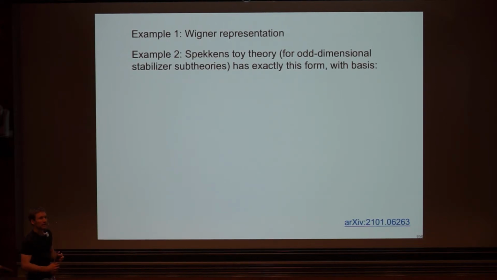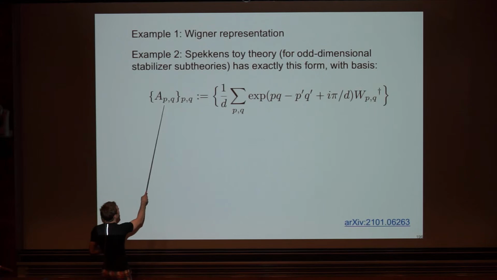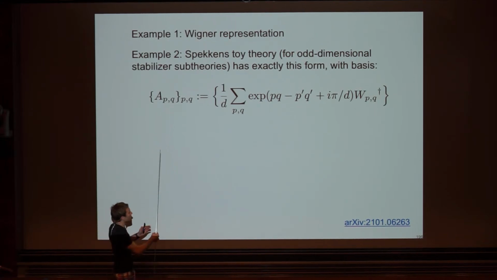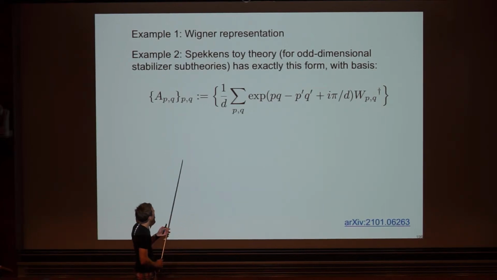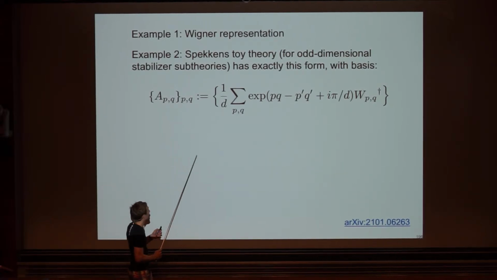So the Wigner representation is exactly a frame representation in the sense that I just showed you. And Spekkens' toy theory, maybe it's not obvious from what Matt presented, but it also has exactly this form, where you pick a particular basis. So P and Q are like the two axes, you could think of it as like the number and phase for the one case that he was considering. And together they form the ontic state space. P and Q together form an ontic state.